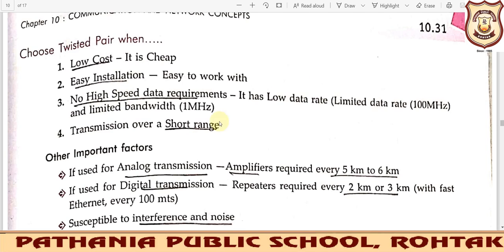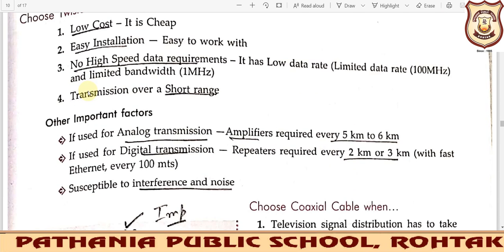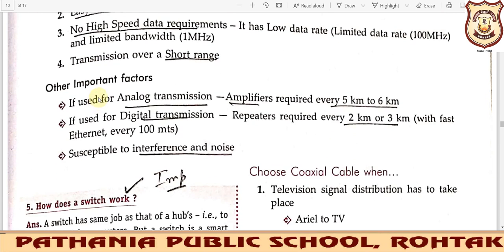Okay, you will get a low data rate and a limited bandwidth of up to 1 megahertz only. So transmission will also be short. So keeping these things in your mind, you can go with twisted pair cables. If you are ready with these types of things, you can go with twisted pair cable. And what the other things it is offering is that it will support analog transmission, and for that you will be in need of amplifiers.